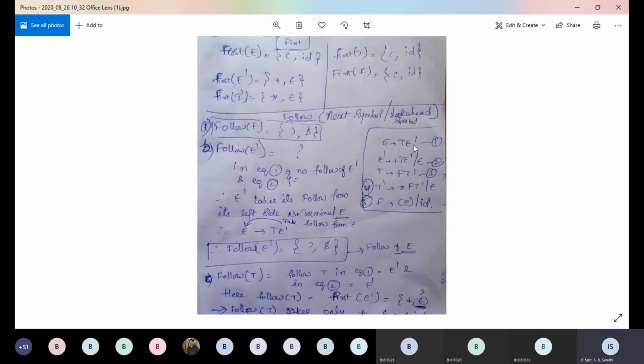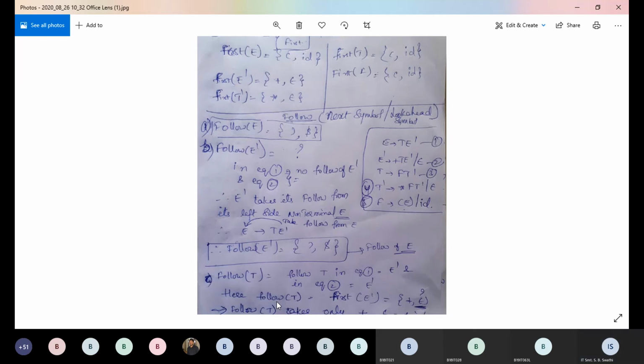Is this clear? If a successive element is there, we are going to take the first of that successive element. If a successive element is not there, then you should go and ask for the follow values of the parent. So these two things we should keep in mind. So follow of T is there, so we are going to take the first of E dash. What is first of E dash? We have already computed: plus comma epsilon. So plus comma epsilon is here, that we are going to take as follow of T. Is this clear up to this point?